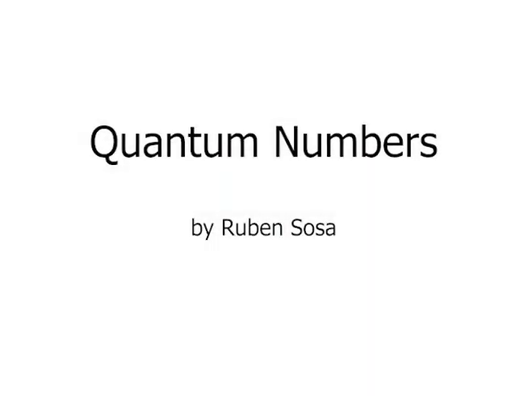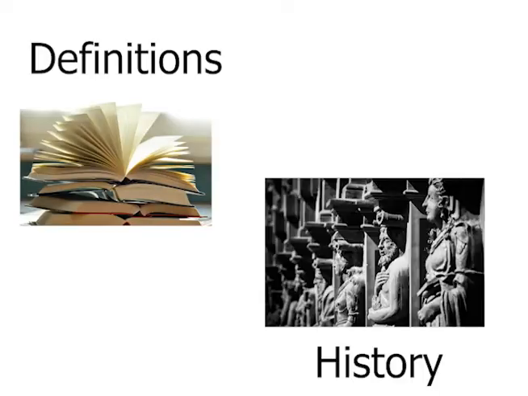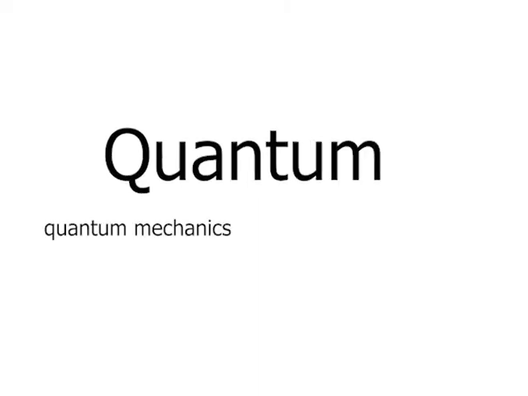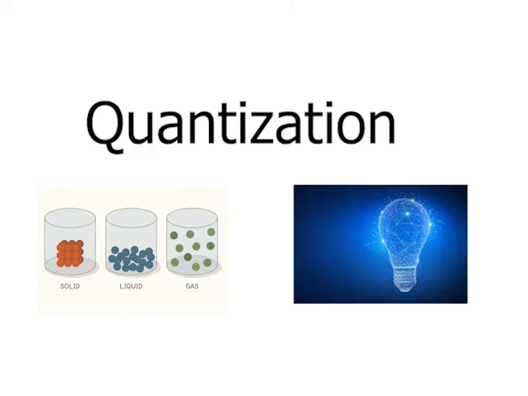To really understand what quantum numbers are, it's important to learn both definitions and a bit of history. Firstly, what does quantum even mean? The adjective quantum, as in quantum mechanics or quantum physics, comes from the noun quantization. In short, quantization refers to the tendency for matter or energy to be grouped in set or certain quantities. An example of quantized matter is an atom.